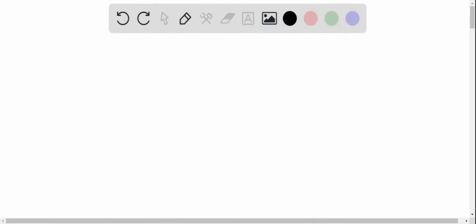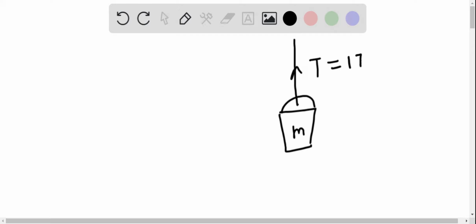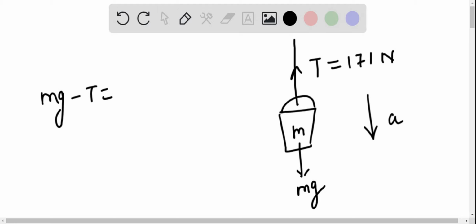We have given a bucket of mass m that is vertically lowered, and the tension in the rope is given as 171 newtons. Here mg will act in the downward direction, and we have to find the acceleration of the bucket. Suppose the acceleration is in this direction; then mg minus T will be equal to ma, according to Newton's second law.